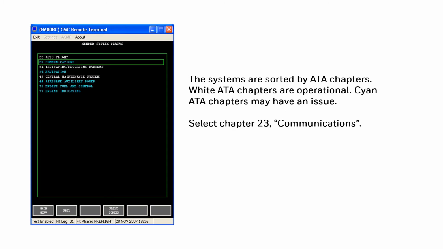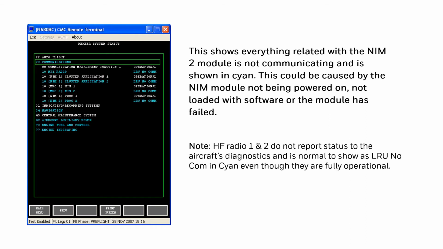The systems are sorted by ATA chapters. White ATA chapters are operational. Cyan ATA chapters may have an issue. Select Chapter 23, Communications. This shows everything related with the NIM2 module is not communicating and is shown in cyan.